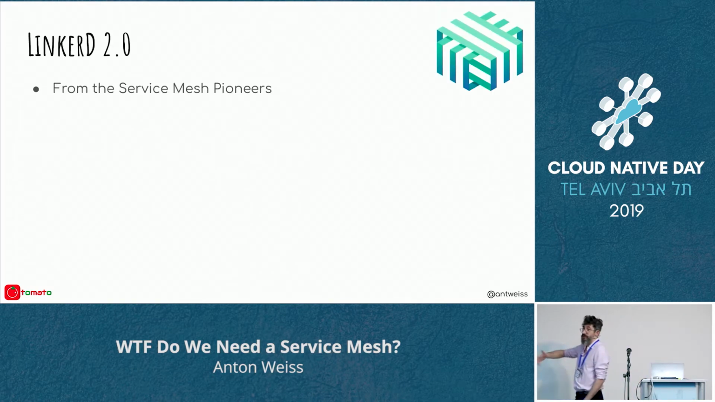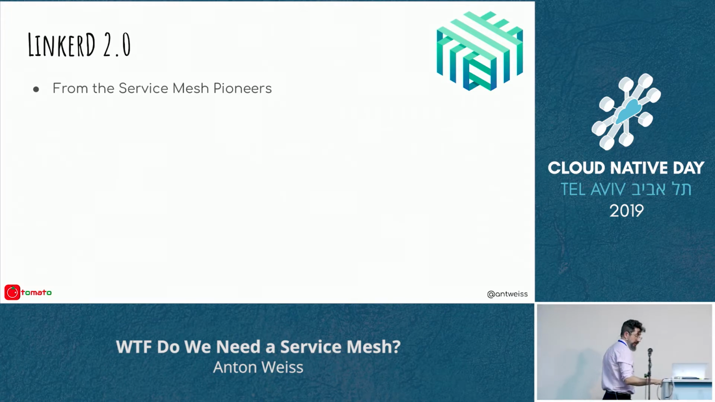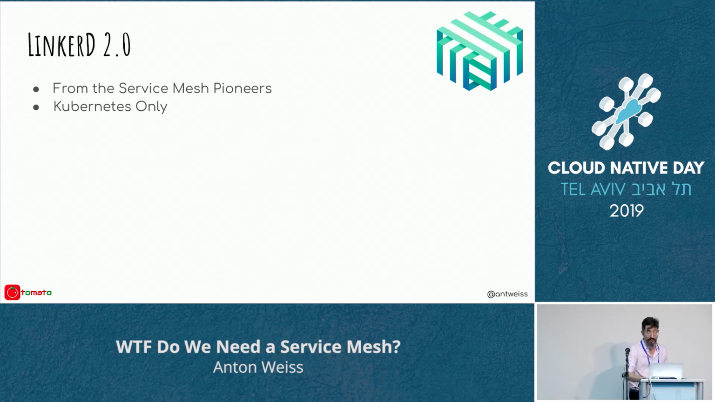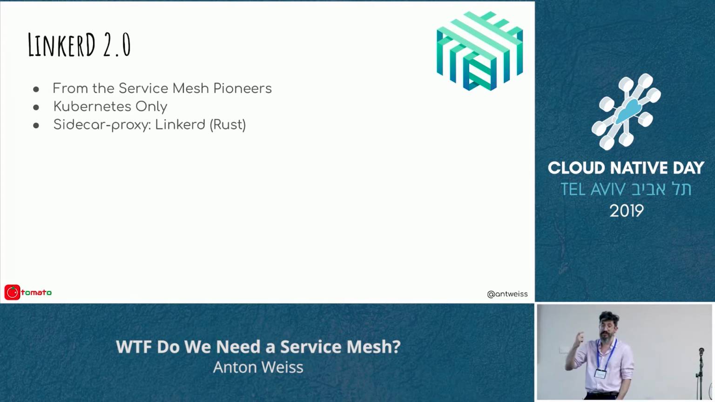Now, the first contender is LINKERD 2.0. This is not the same LINKERD that we talked about in the beginning. This is a total rewrite of the LINKERD with the control plane being written in Go and the proxy being written in Rust. This is, by the way, the only service mesh that has a sidecar proxy that is not Envoy. What LINKERD creators now say is that their proxy is much better at what it does because their whole solution is targeted at Kubernetes only.